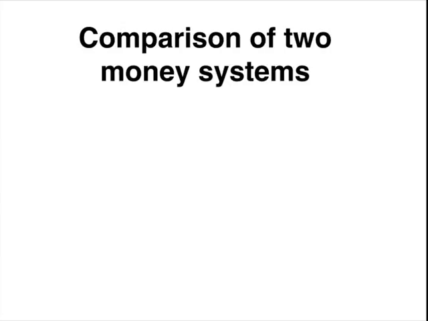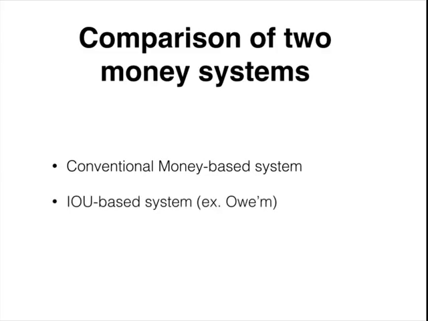Here I'd like to compare two different types of money systems. Firstly, the conventional money-based system that we're used to, and secondly, an IOU-based system such as OM. Conventional money-based systems typically have a fixed amount of money in circulation.